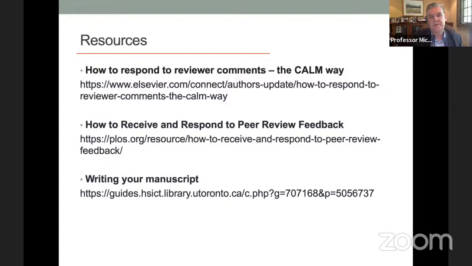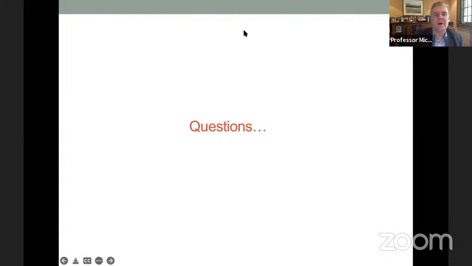So here are a few resources that you may wish to consider accessing. So I referred to how to respond to the reviewer comments, and I cited the COM algorithm. And I might refer you to the Elsevier website: how to receive and respond to peer review feedback. So this is a nice article that is on the PLOS website. And then writing the manuscript, this is actually something that you can access through our own University of Toronto website. And on that note, I'll pause, and I'm happy to address questions.